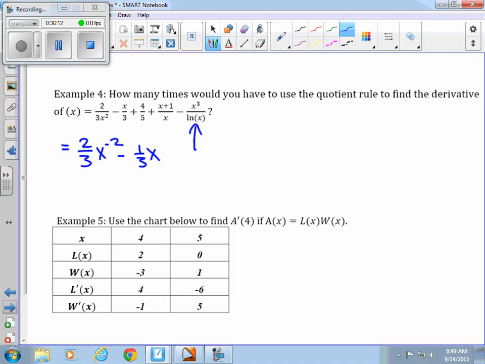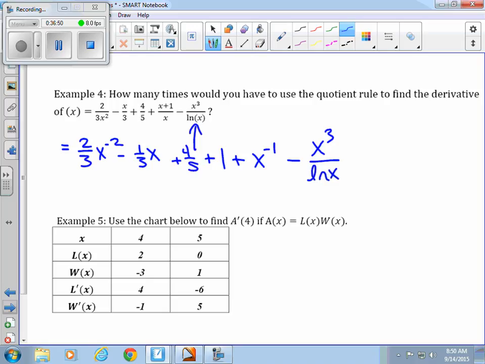1/3 x plus 4/5 plus 1 plus x to the -1. Finding both of those pieces. So the only place that actually needs a quotient rule is that last piece. That's a very important skill. Because how long would this problem take you if you did 5 quotient rules on it? Really long time. How long will this problem take you if you only did that 1 quotient rule and the rest power rules? Not very long at all. So I just wanted to point that out.